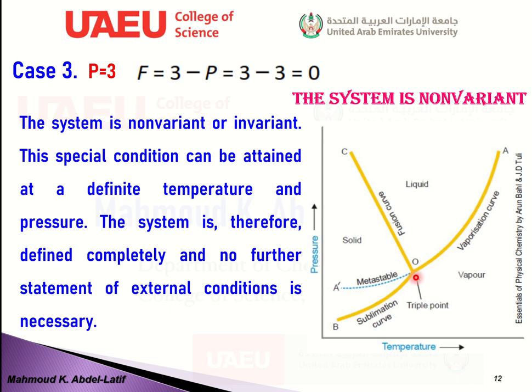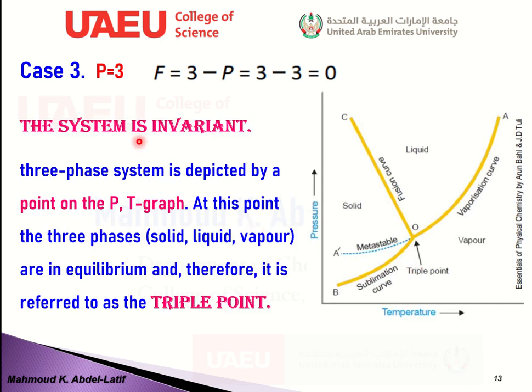Actually, this point, this invariant system, is represented by point O here, only one point. It's called the triple point. You can define the triple point as the temperature at which you have three phases, all of them in equilibrium: solid, liquid, and vapor. And you cannot change the temperature or pressure at that point, and you still have the same equilibrium. So it's non-variant. Okay, it's called the triple point. The system is invariant.